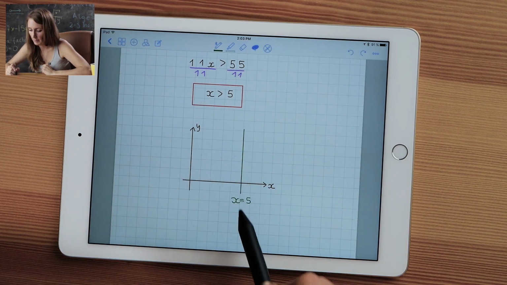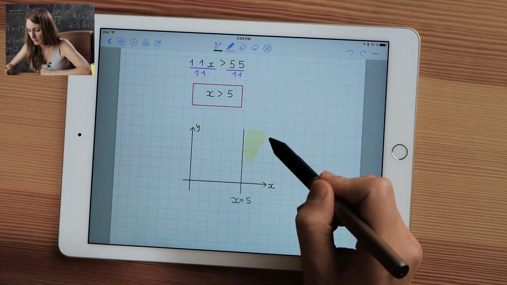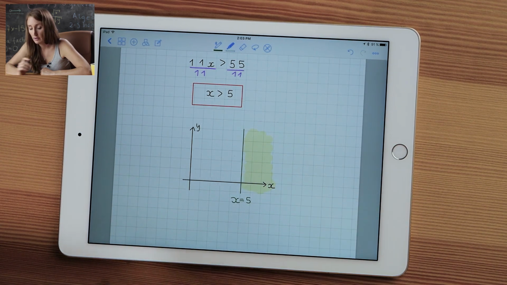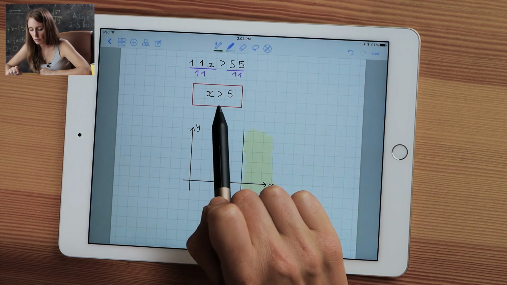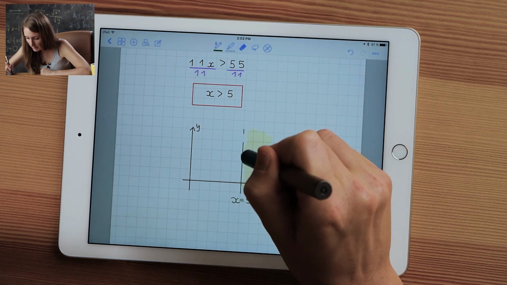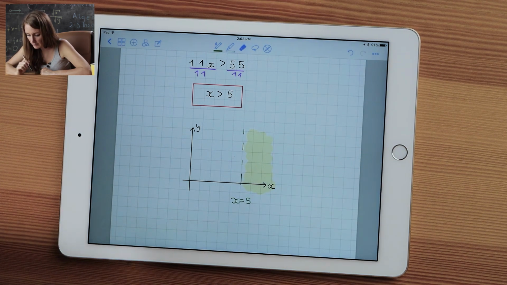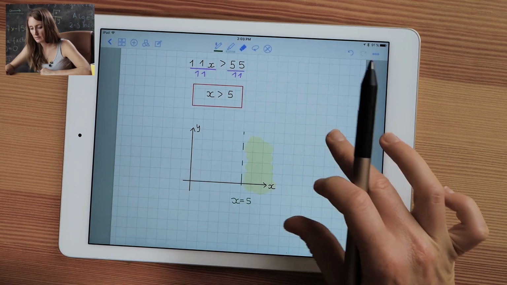Okay, so you can see I've got my line x is equal to 5. And now I'm going to shade all of the numbers bigger than or to the right of x is equal to 5. Because this is x greater than 5 and not greater than or equal to 5, I'm going to put a dotted line just to demonstrate that. So that's what the graph would look like of x is greater than 5.